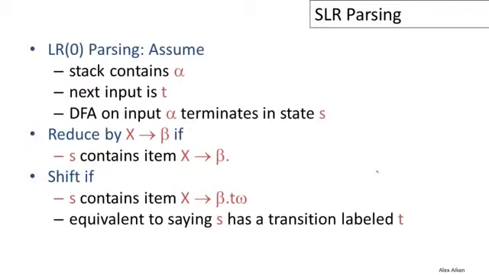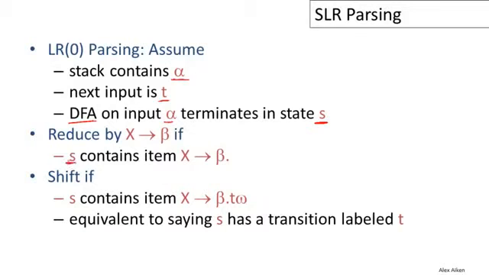The first thing we're going to do is to define a very weak bottom-up parsing algorithm called LR0 parsing. The basic idea here is that we're going to assume the stack contains contents alpha and that the next input is token t, and that the DFA, the DFA that recognizes the viable prefixes, on input alpha, that is when it reads the stack contents, terminates in some state s. And there's only going to be two things that this parsing algorithm needs to do.